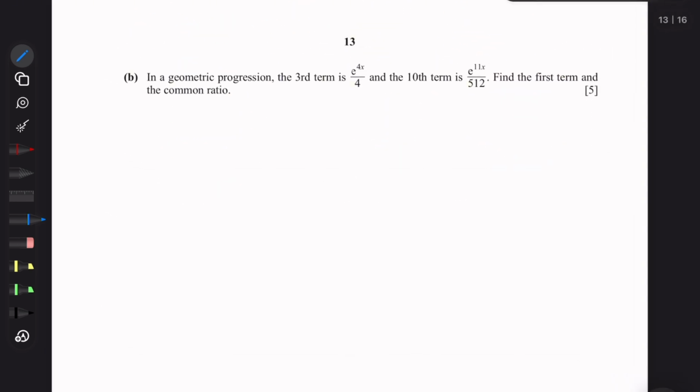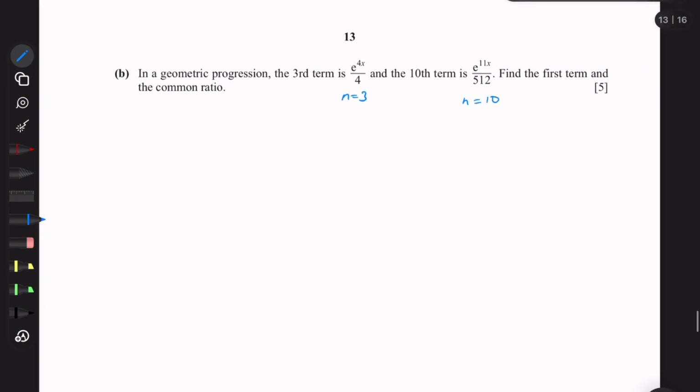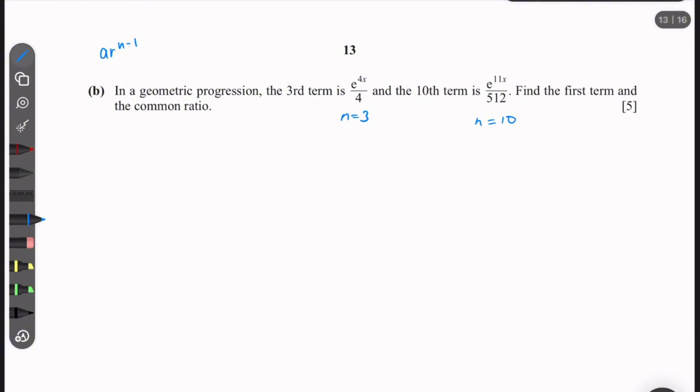Part B, in a geometric progression, the third term is this and the 10th term is this. Find the first term and the common ratio. Okay, so the third term is when n is equal to 3, and the 10th term is when n is equal to 10. And then we can use the nth term formula to get the two equations. It's ar to the power of n minus 1. Okay, so when n equals 3, ar squared is equal to e to the 4x over 4.